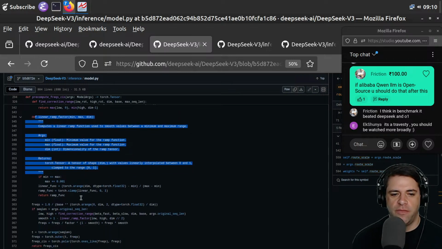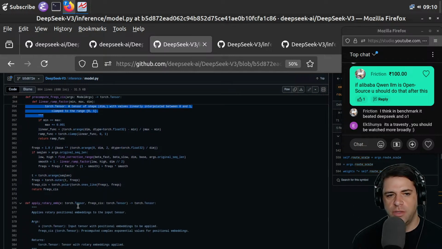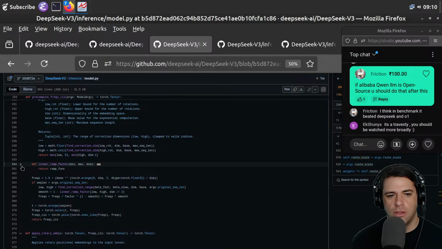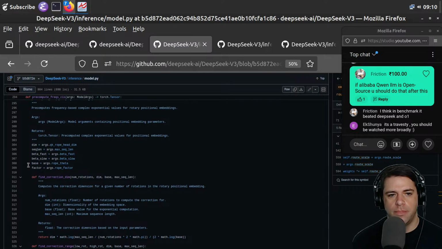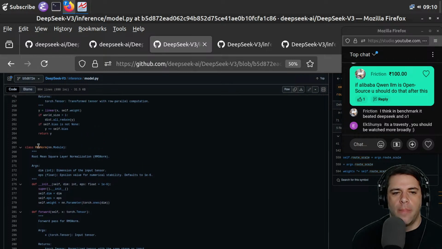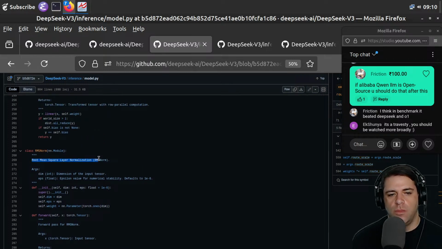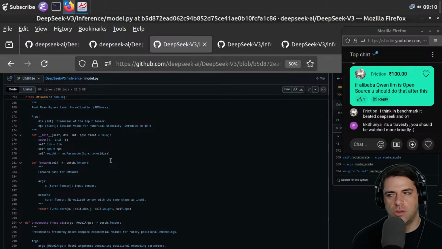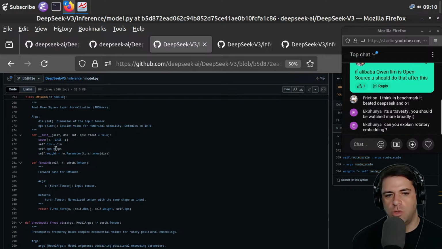They have this linear ramp function. They use a linear ramp for scheduling, but this seems like it's part of the linear embedding function, or maybe it's not. It's hard to tell on GitHub. RMS norm is just root mean square normalization. I assume you just take the square root of the squared mean.